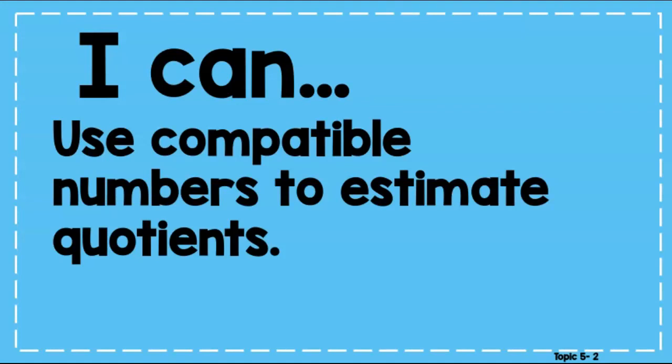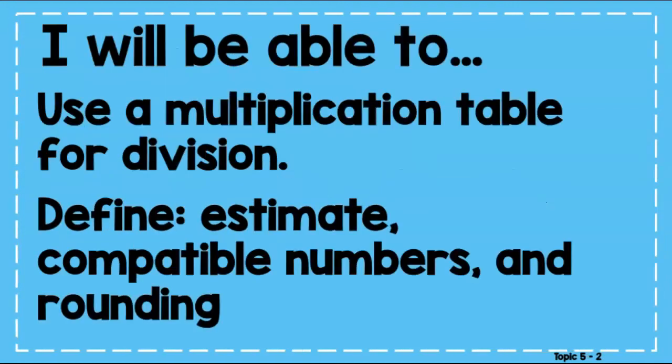Our learning intention: I can use compatible numbers to estimate quotients. The success criteria was: I will be able to use a multiplication table for division, and define estimate, compatible numbers, and rounding.